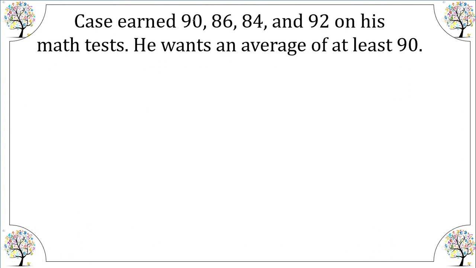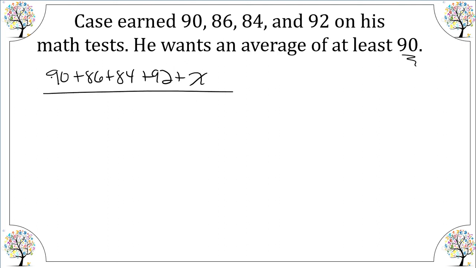Case earned a 90, 86, 84, and a 92 on his math test. He wants an average of at least 90. So we have 90 plus 86 plus 84 plus 92 plus the next test. And when you take an average, you divide by how many elements are in your set. So we have 1, 2, 3, 4, 5. And we want the average to be at least a 90. Okay, so I have the average equals the 90.